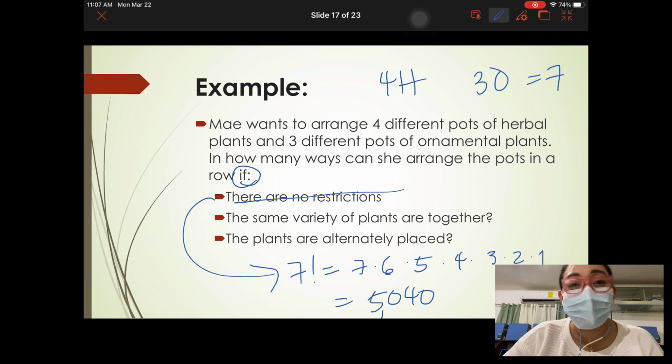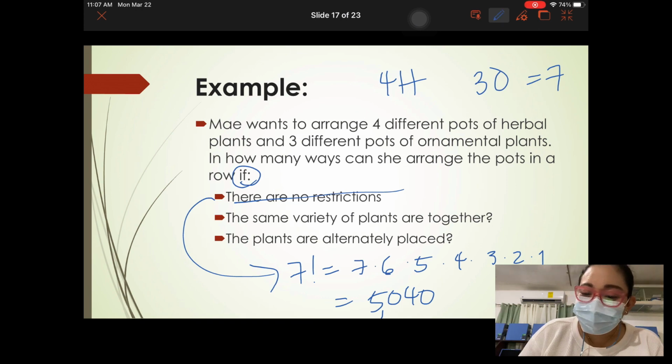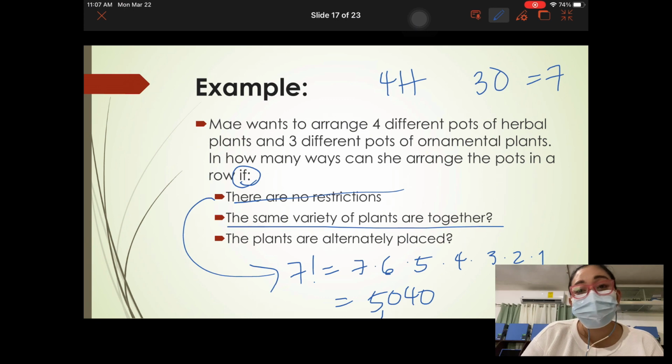Diba? Imagine yung 7 halaman lang yun. Ilang ways meron? There's 5,000 ways of rearranging them. Okay? So, let's move on to the second question. The second question, the same variety of plants are together.